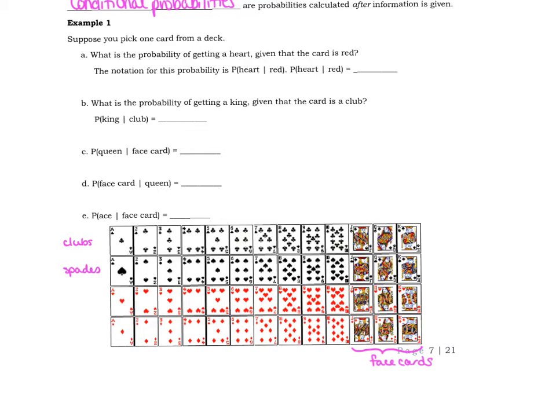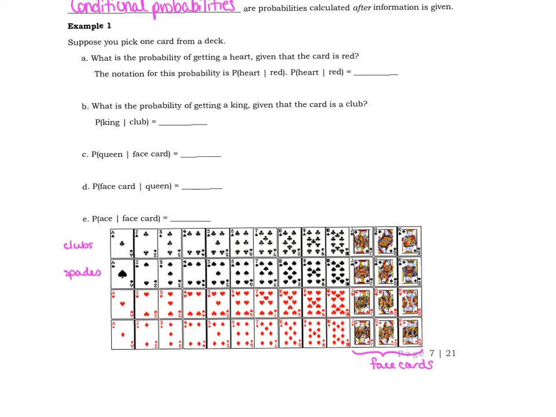The notation for this, just so you know, is probability of heart, then this vertical line, then red. That vertical line right there is spoken as "given that." Okay, given that. It's the shortcut notation. So what is the probability I have a heart given that the card is red?